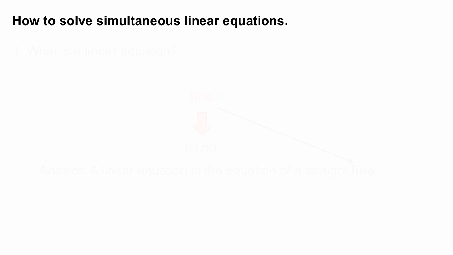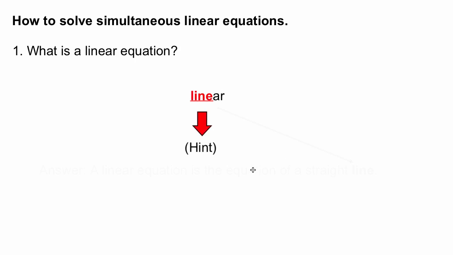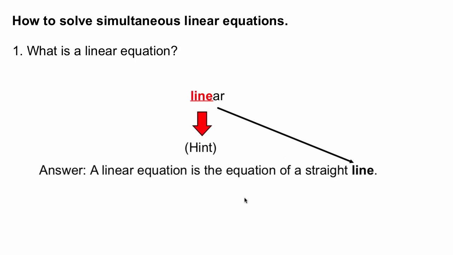In this lesson, we're going to have a look at how to solve simultaneous linear equations. And the first question we really need to ask is, what is a linear equation? And then find out what simultaneous equations are and then learn how to solve them. The hint about what a linear equation is comes from within the word itself. And the answer to this question is that a linear equation is the equation of a straight line.